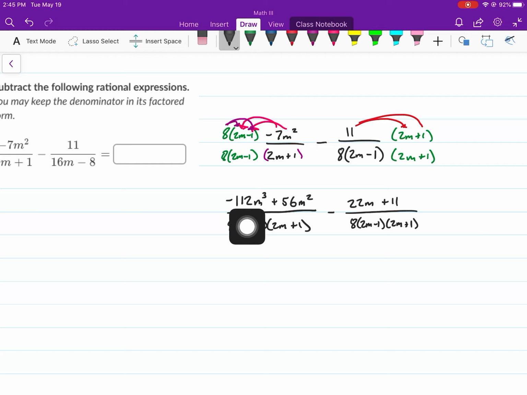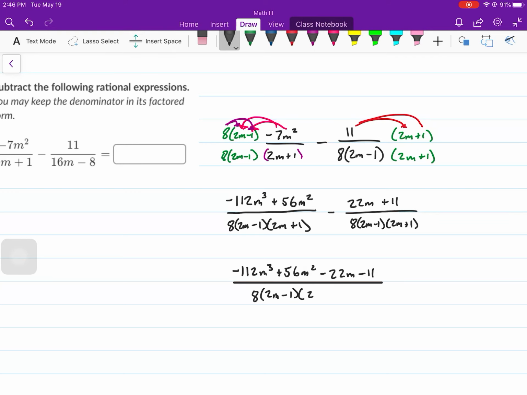So we'll have negative 112m cubed, that's the highest power. There's no m cubed over there, so we just go ahead and have that, negative 112m cubed. Same thing with the 56m squared. You can check the other side if you don't believe me, but you'll realize that there's no other m squared. And then over here, the negative applies to both of these. You can think of that as distributing that negative to the top, so it would be negative 22m minus 11. And of course, all of this over 8 times 2m minus 1 times 2m plus 1.